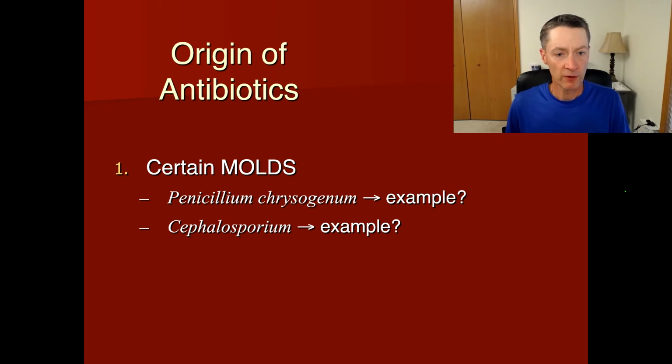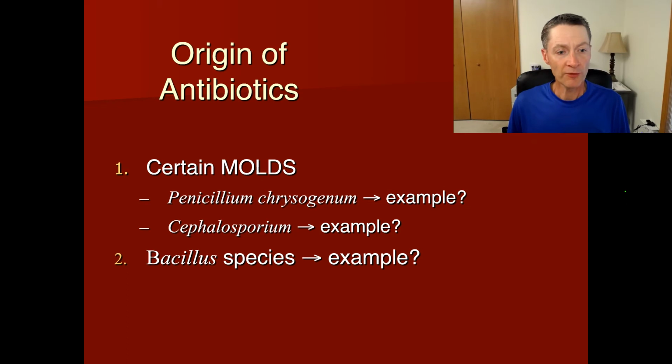Another is cephalosporium, okay? This cephalosporin would be an example from that particular mold. We also find a lot of antibiotics from bacillus species. A lot of bacillus species are found in soil, but not all. And we're going to run into an example of this later. I'm not going to reveal that just yet, but we're going to run into an example of a drug from bacillus species a little bit later on, okay?